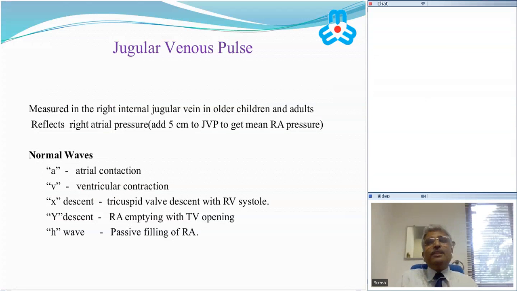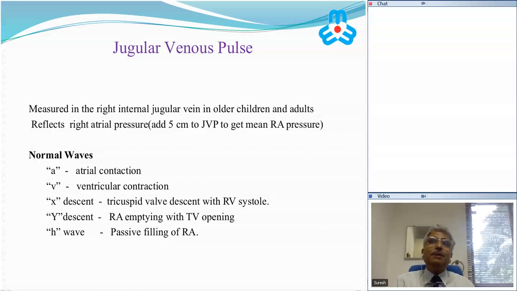So after pulse and blood pressure have been seen, you are moving to the jugular venous pulse. It is measured in the right internal jugular vein in older children and adults. Why would I say only older children? In neonates and infants, where the neck is rather short, it is not possible for you to inspect the venous column clearly. Therefore, you would look at the liver for evidence of right heart failure rather than the JVP.